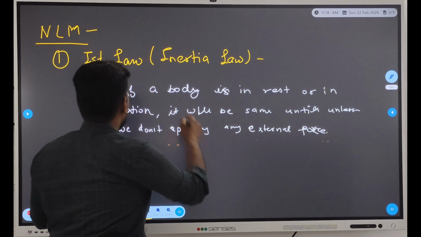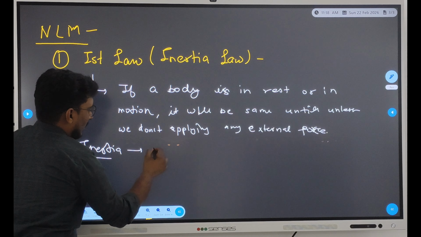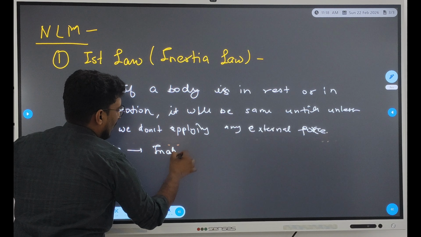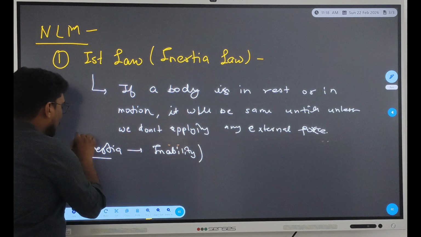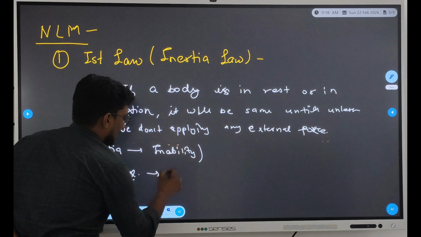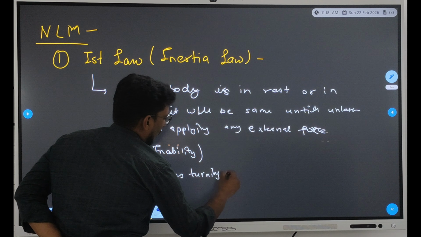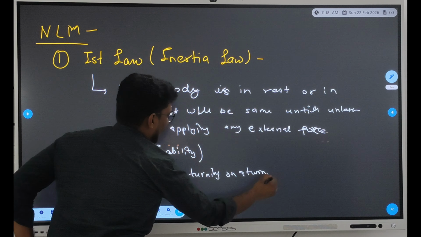You can say inertia we can define as inability also. In one word, if you want to define it, inability. Okay, so what I was explaining, the example you can write: bus turning on a turn. So when it turns, what will happen?